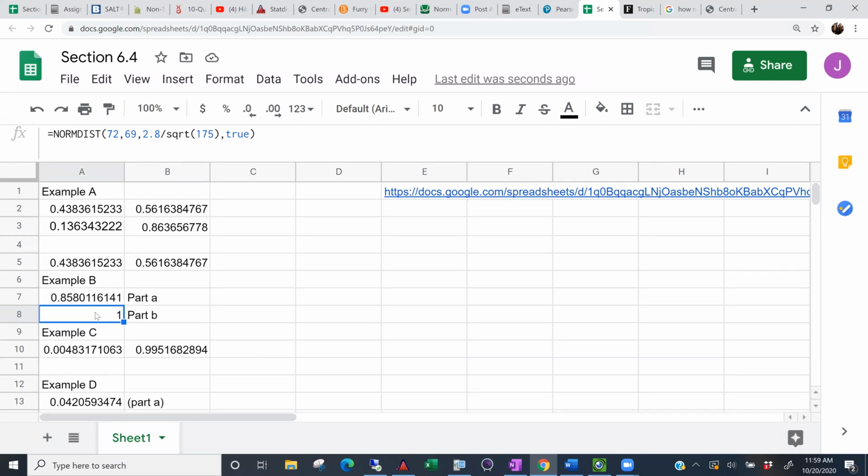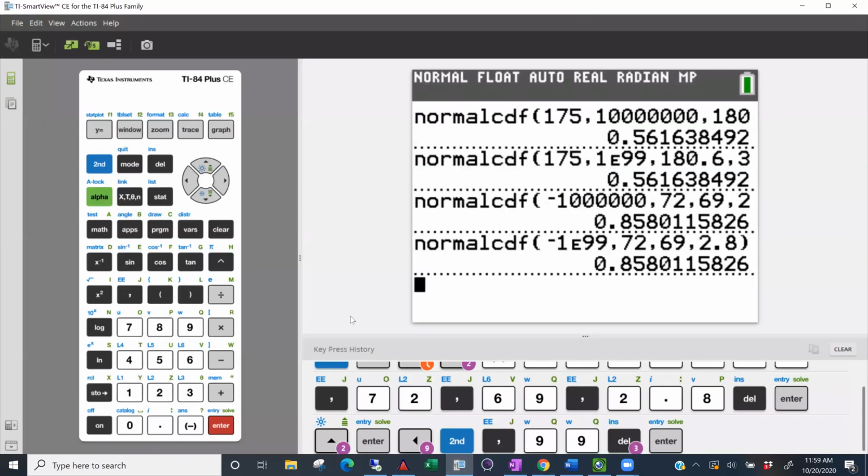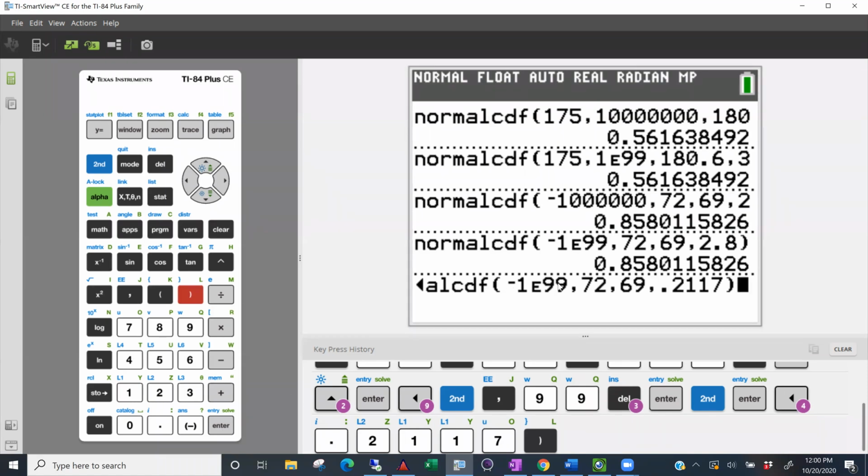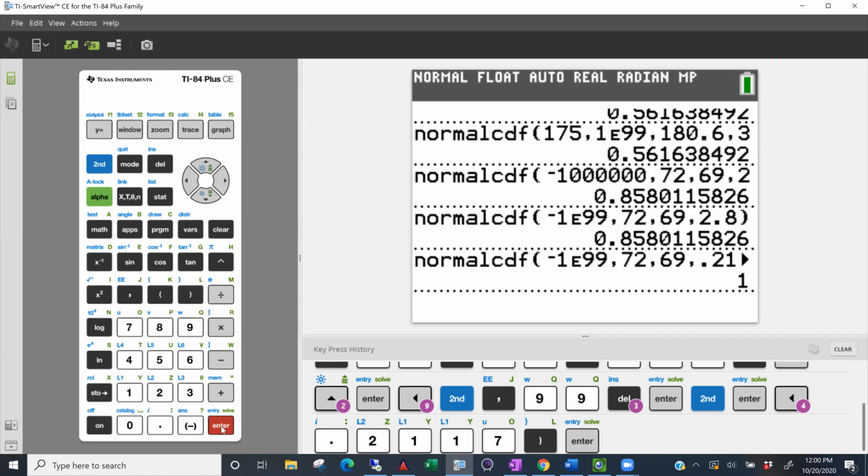Can you do it on a calculator? Mm-hmm. On a calculator, it's really going to be convenient. If you hit the second key, then the enter key, it'll bring up your last calculation. The only thing I have to do is change the standard deviation. I could either divide that by the square root of 175, or I could just type in 0.2117 and get it that way. And you don't have to have -1 E99. You can type in -1,000,000. That'd be fine. I always just go with -1,000,000 because it's a nice round number. You could probably get away with like -1,000 if you wanted to, but -1,000,000 is a nice, easy number.